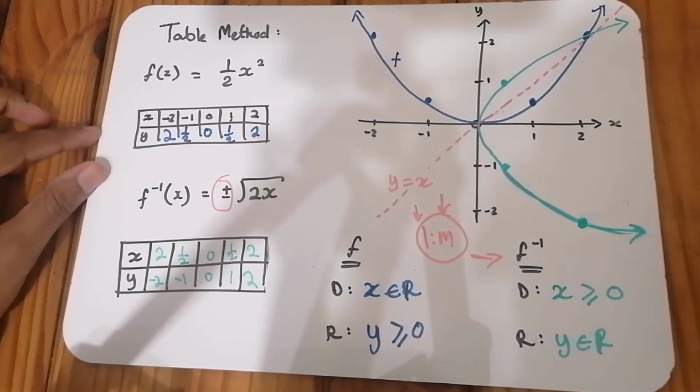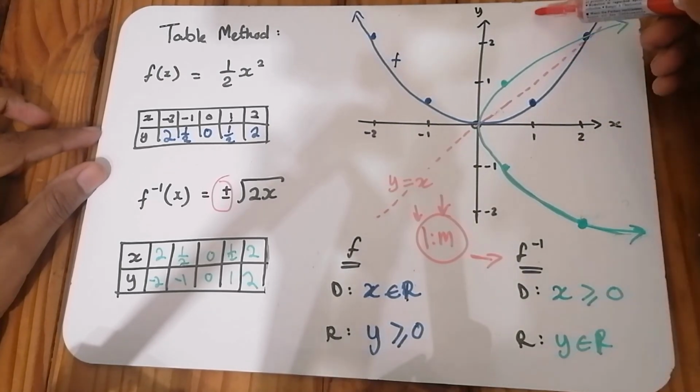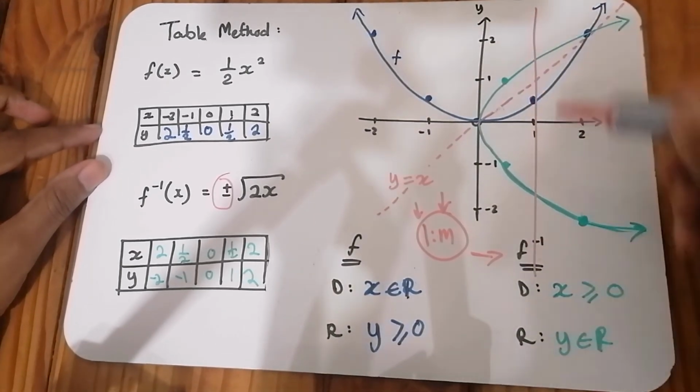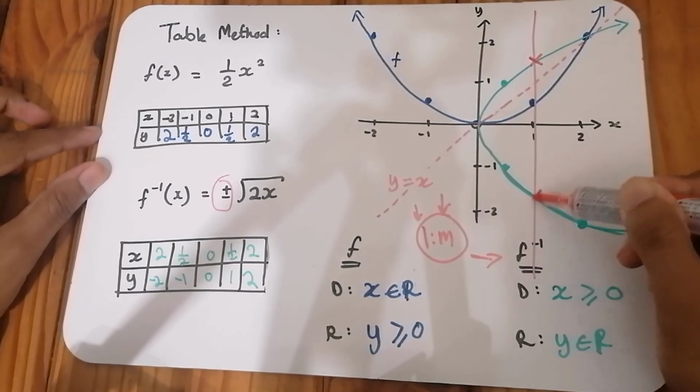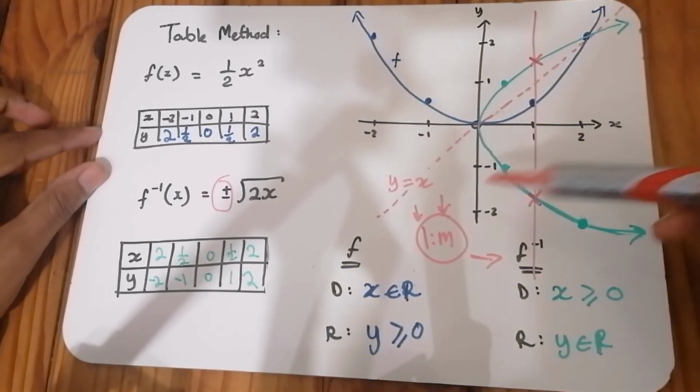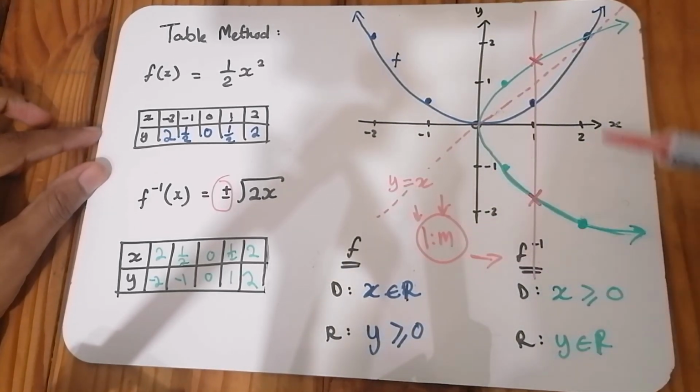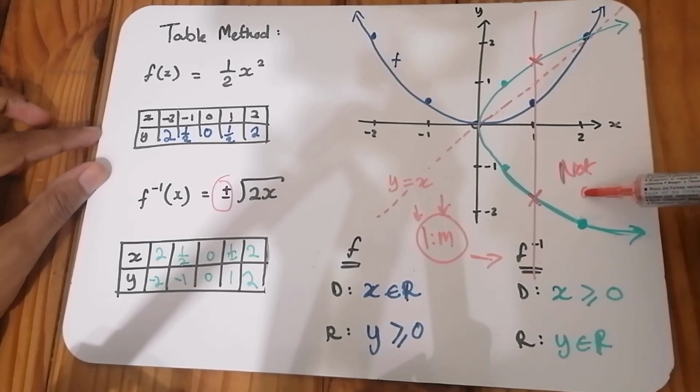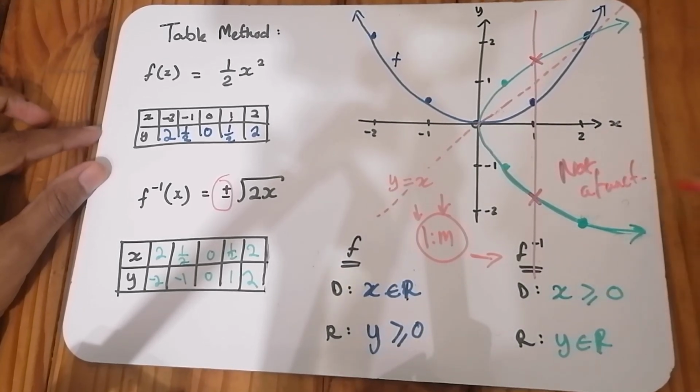We can also test this with a vertical line. If I draw a vertical line through this graph, it cuts the graph at more than one point. And so we call this a one-to-many mapping, which makes this not a function. Cool.